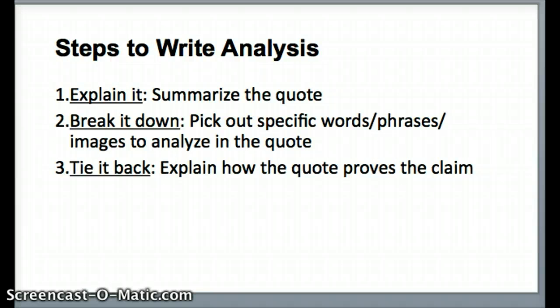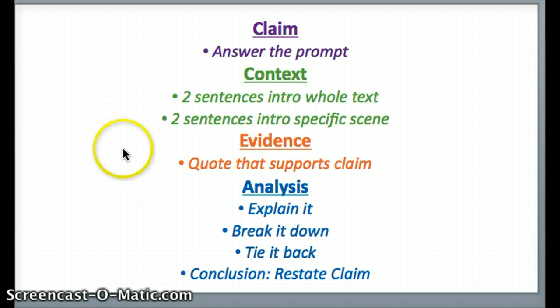Steps to write analysis. Number 1, you're going to explain it. Summarize the quote in your own words. 2, you're going to break it down. Pick out specific words, phrases, or images to analyze in the quote. Then 3, you're going to tie it back. Explain how the quote proves your claim. Again, you're explaining how your quote, your evidence, proves your claim.